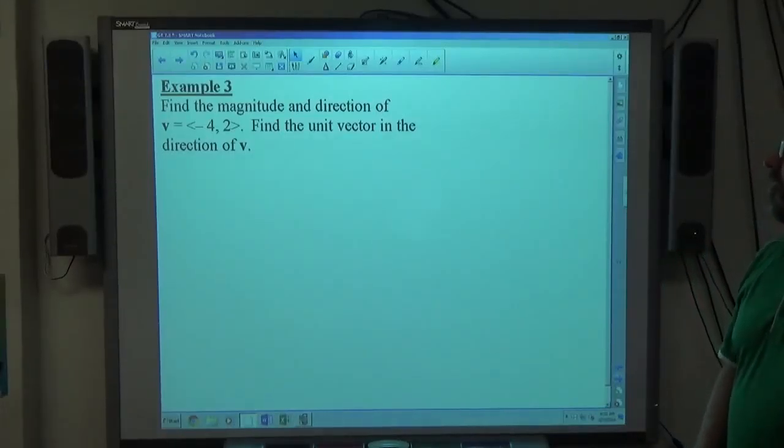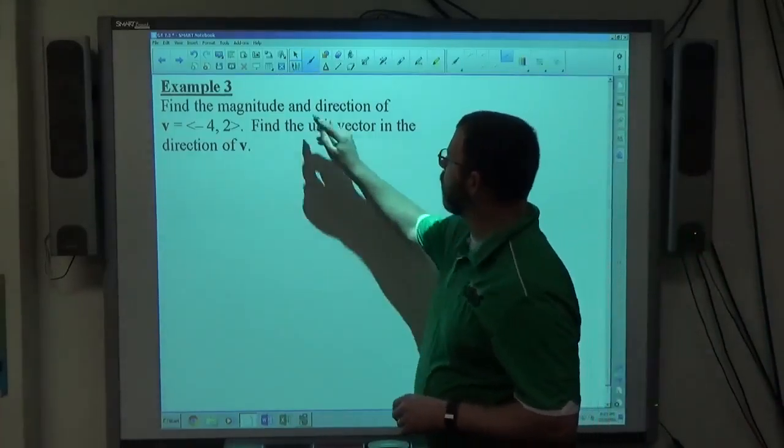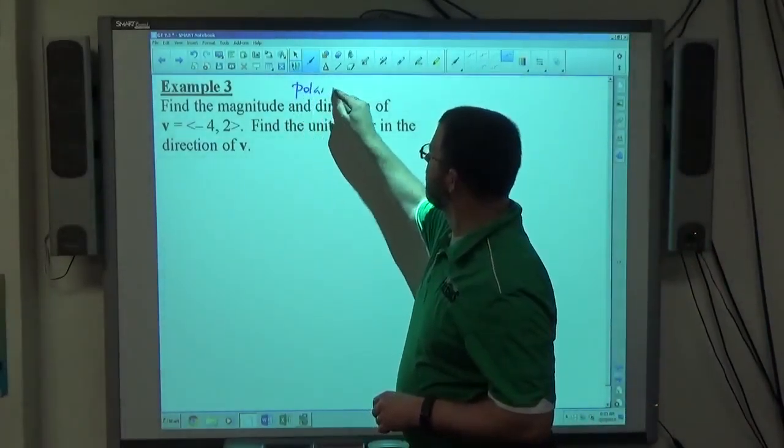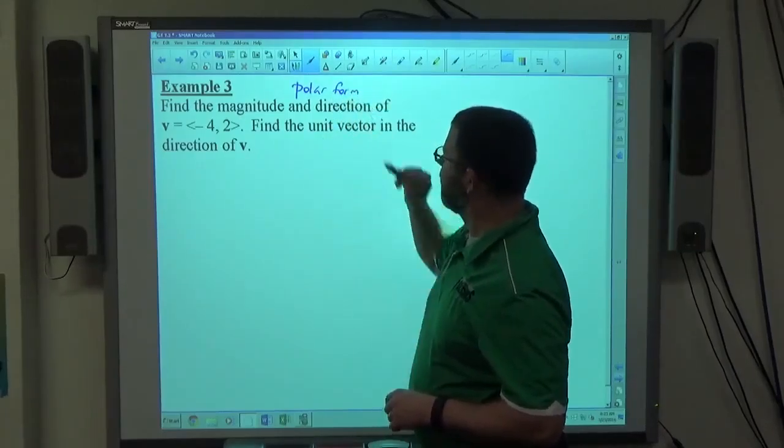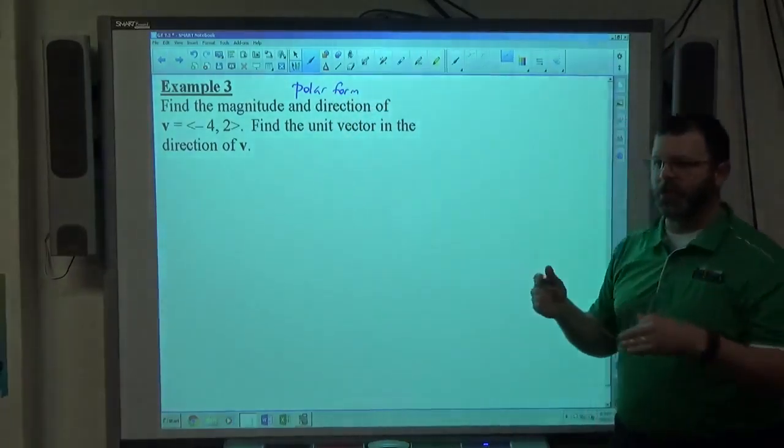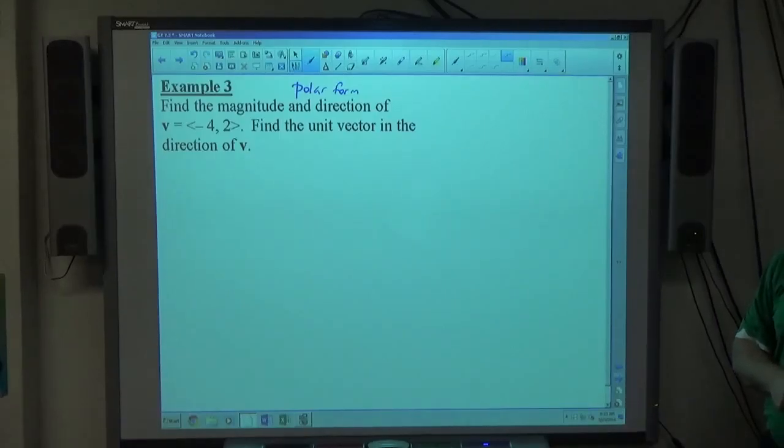Okay, example 3 asks us to find the magnitude and direction of vector v, and find the unit vector in the direction of v. Magnitude and direction is a fancy way of saying polar form. The technique for polar form is what it was in Algebra 2: find the magnitude, find the reference angle based on quadrant, find the actual angle.